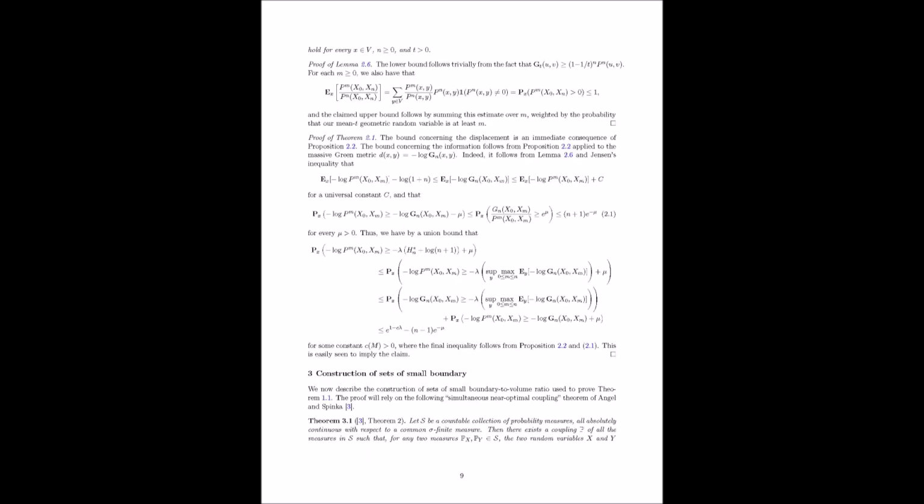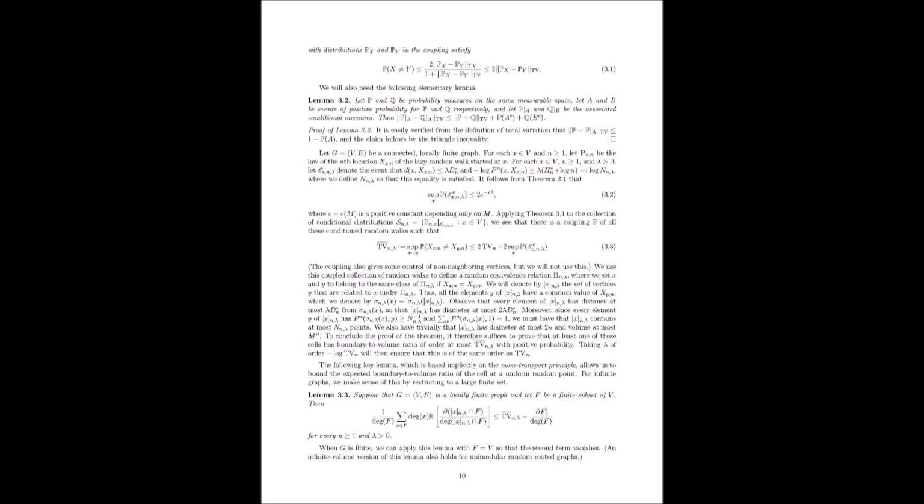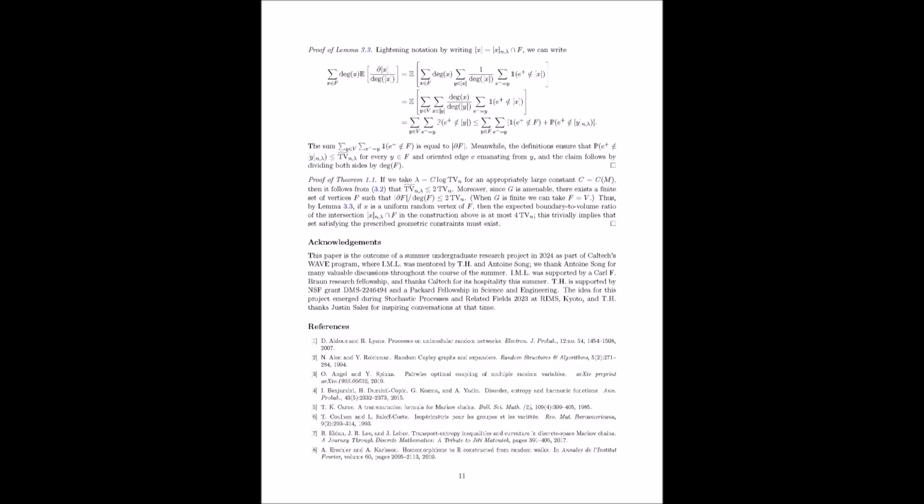Exactly. And what's really interesting is that the key insight of this paper is that if you have a small TVn, that actually implies the existence of sets with these small boundary to volume ratios. Oh, that's really cool. And so if the gossip is spreading slowly, it's hinting at these sort of tightly knit communities. Yes, that's a great analogy. Within the network. And this is what Theorem 1.1 formally establishes.